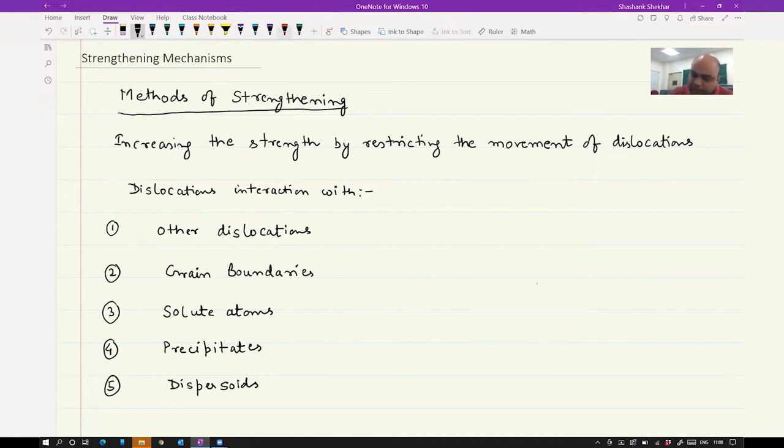Now, if a dislocation is going to interact with other dislocations and thereby enhance the strength of a given system, the mechanism is called strain hardening, or we also call it work hardening. Okay. Now, if the dislocations are going to interact with the grain boundaries, they get piled up at the grain boundaries and thereby enhance the strength. This mechanism is called grain boundary strengthening.